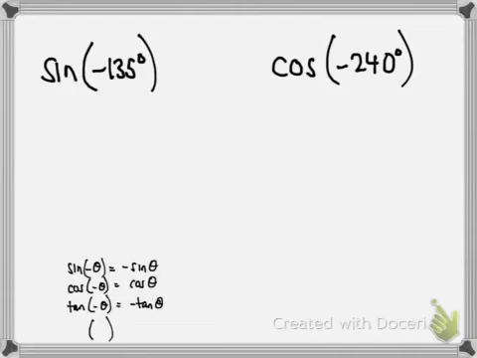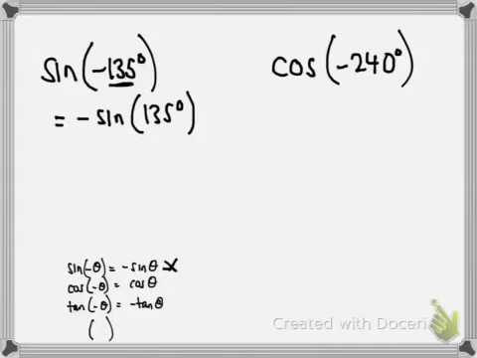Alrighty, let's start with sine negative 135. So applying this first rule here, it says that sine negative theta is the same as negative sine theta. So we can convert this straight away to negative sine 135. Sine of negative theta, theta being 135, is the same as negative sine theta.